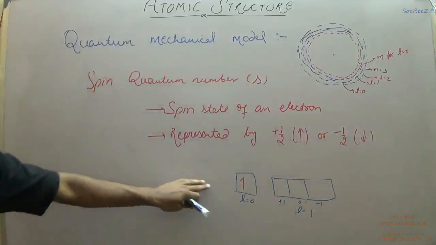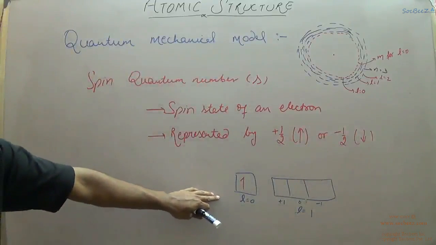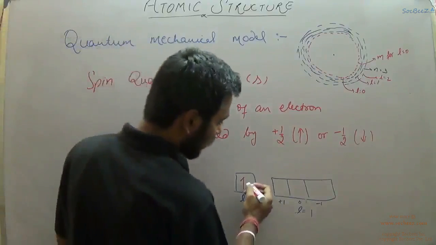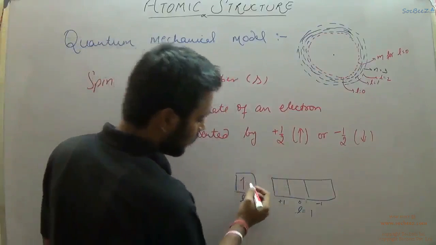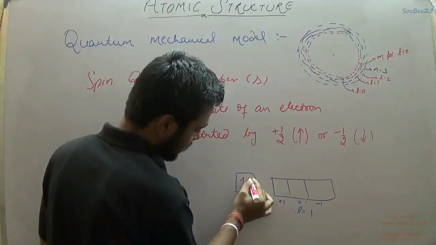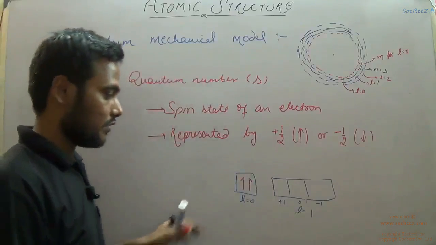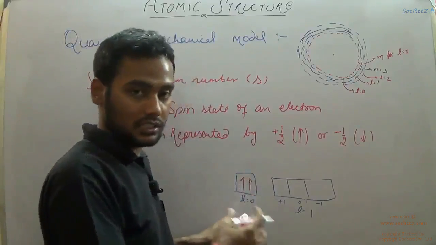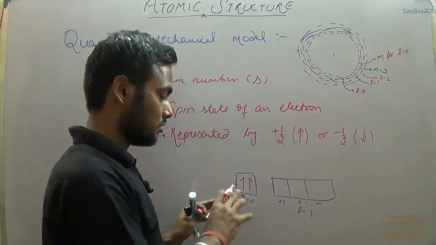So if this orbital accommodates 1 electron in this spin, it is represented by plus half, that is up spin, or minus half, that is down spin. Now if this is represented by up spin, then another electron, if it enters this orbital, cannot exist in up spin, because if it does, they will repel each other, hence leaving the orbital unstable. Therefore they cannot exist together.